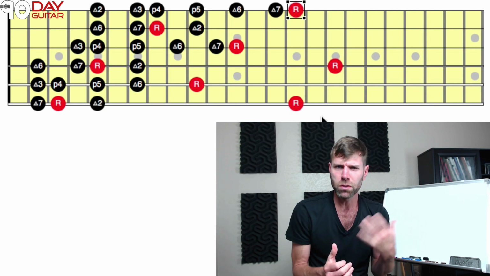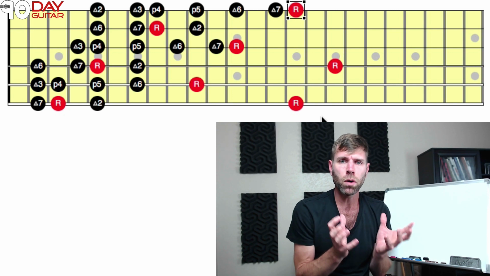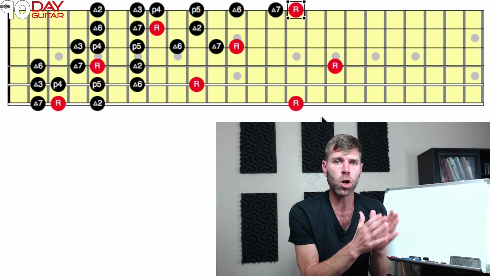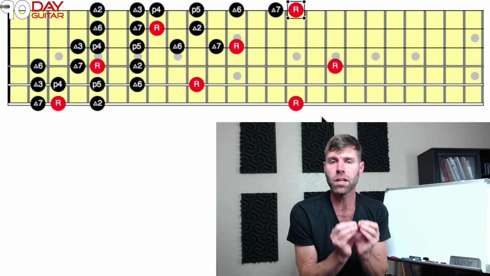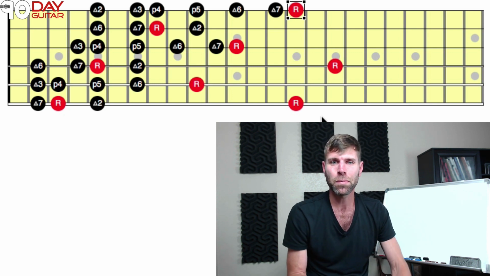We can talk about different types of keys like minor keys and modes later, but really what I want you to do is just see what that is. It's really not all about all these different patterns everywhere. It's about one pattern that's repeating all over your guitar. So that's a pretty cool thing.